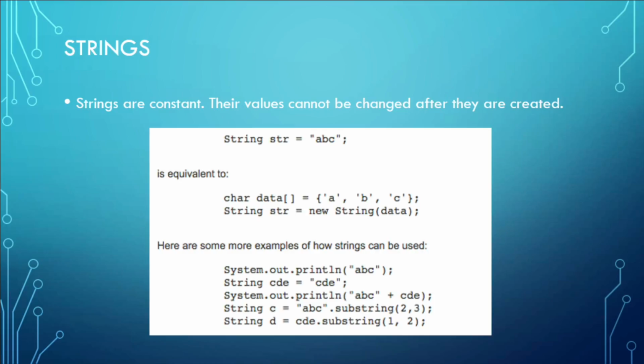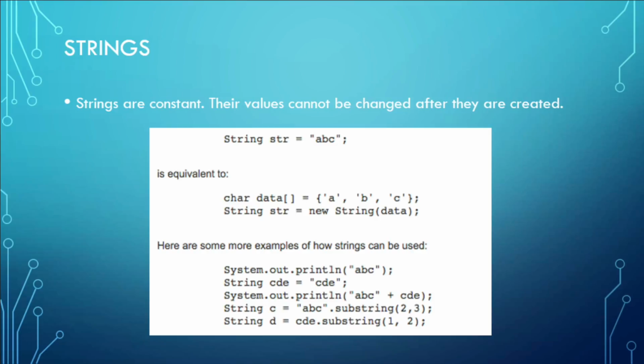Strings, they are constant. Their values can't be changed after they are created. So in this example, we have just a string that we set to ABC. We can also set that in a different way using chars, an array of chars. So char data, an array of ABC, is equal to the string str of ABC.